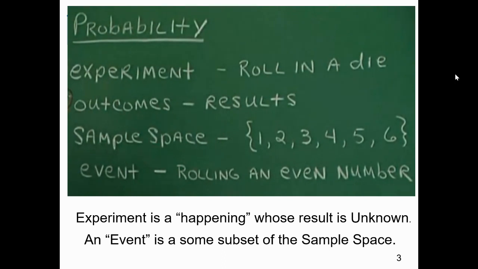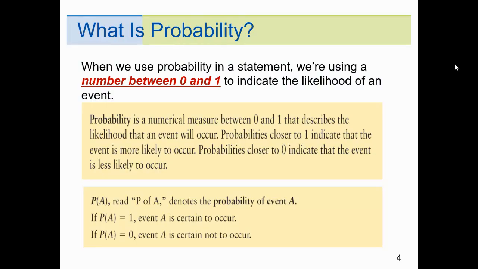An event of this experiment could be, maybe, asked to find a probability of rolling an even number or an odd number or a number that's bigger than or equal to 3. These are all examples of happenings. An experiment is a happening whose result is unknown. An event is some subset of the sample space, drawing an even or an odd number, a number bigger than 5, whatever. All right, basic definitions.